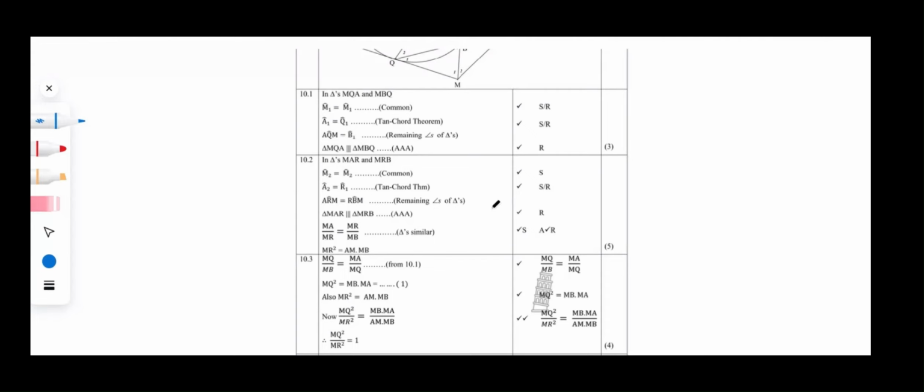Now, before continuing on, the minute that you've proved two triangles are similar to each other, I strongly suggest that you write down their ratios. Okay, so I'm going to write down the ratios.